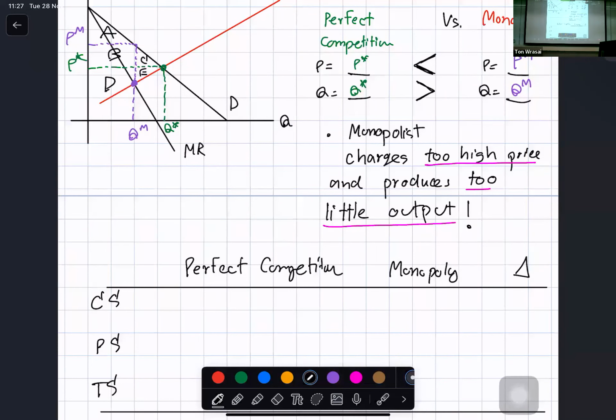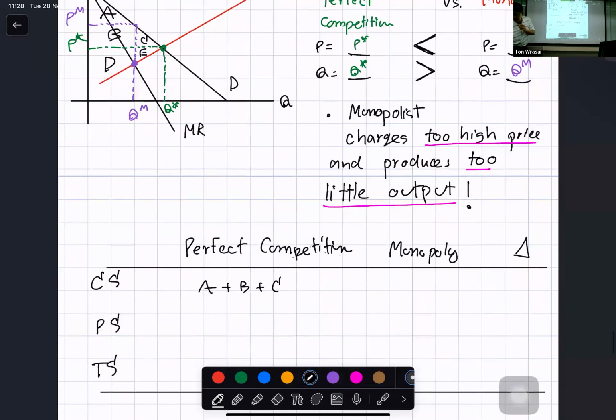Consumer surplus under perfect competition, which area? ABC. Confidence? Yes. It is the area under the demand curve above the price that consumers pay. Under the perfect competition scenario, it's P star, the green price. ABC.